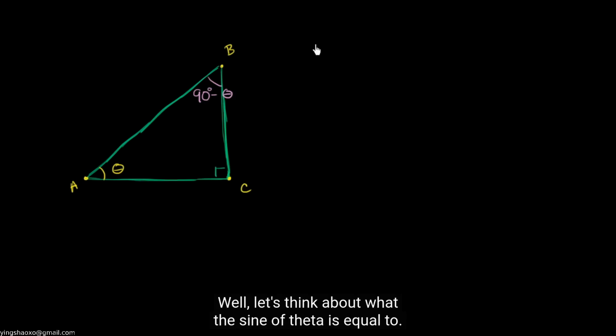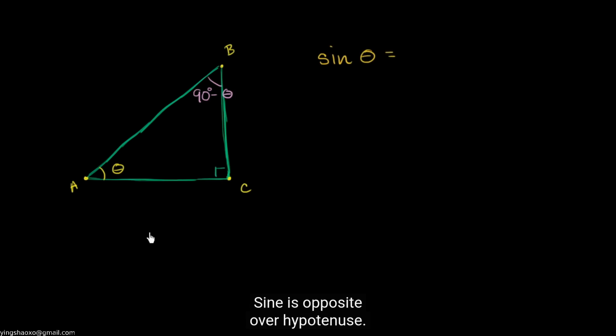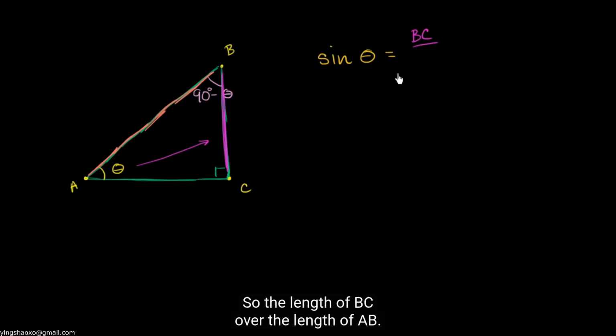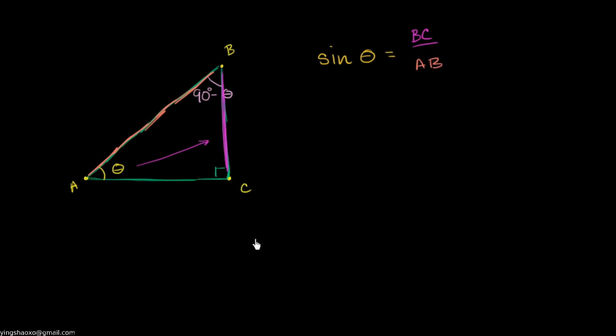Now, why is this interesting? Well, let's think about what the sine of theta is equal to. Sine is opposite over hypotenuse. The opposite side is BC. So this is going to be the length of BC over the hypotenuse. The hypotenuse is side AB. So the length of BC over the length of AB.